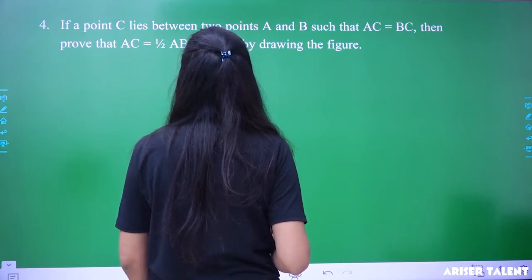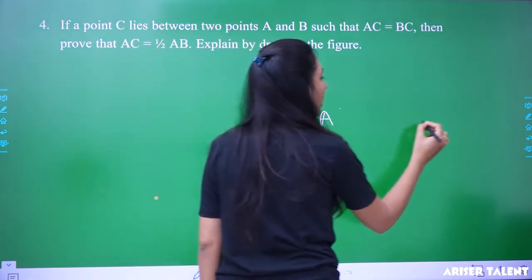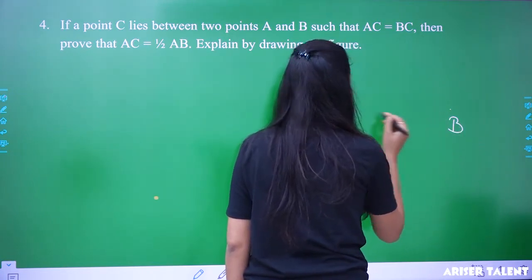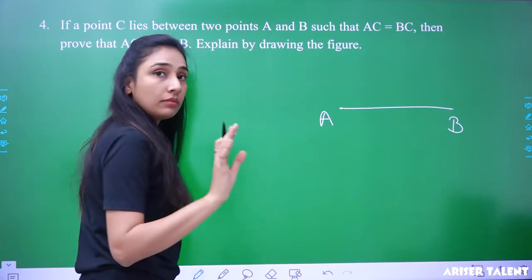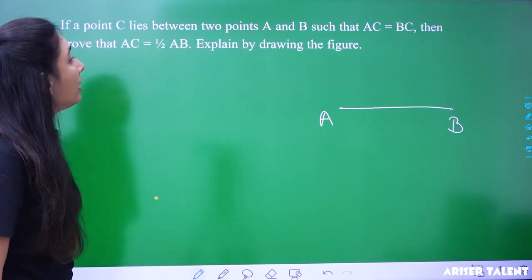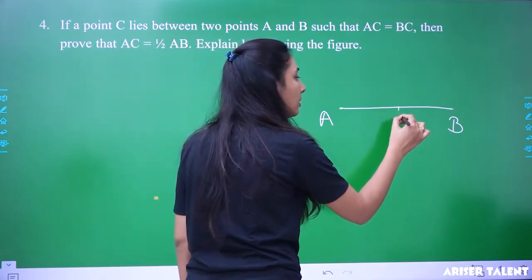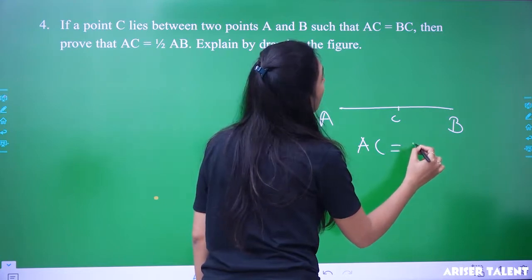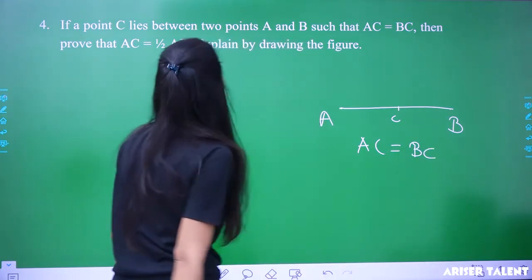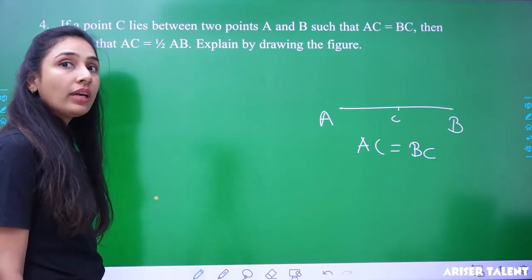If a point C lies between two points A and B, so we are having a point A here and a point B here. So we are having this line AB first. Such that AC equals BC. So there is some point C here, and now AC is equal to BC. Then prove that AC equals half AB. How can we prove that?